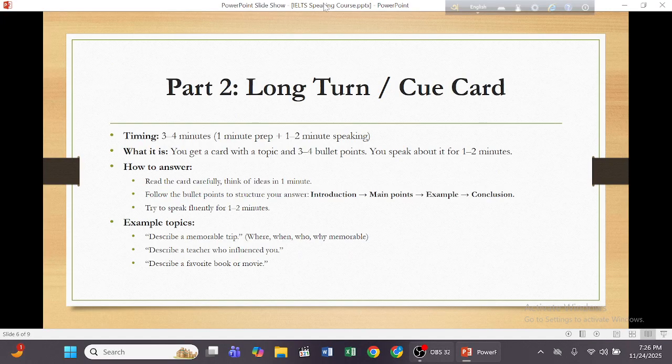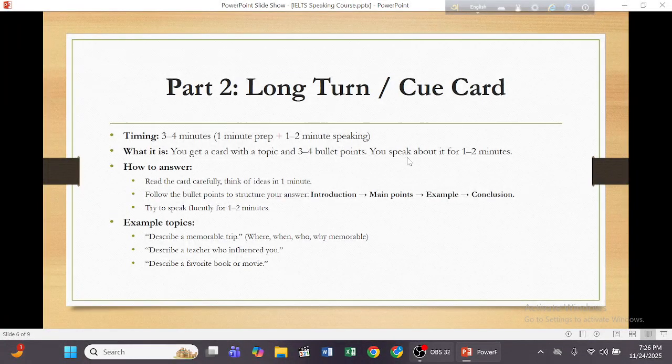Okay, for the next slide we can see it's a cue card. Normally, it takes 3 to 4 minutes, not more than 4 minutes, because you get 1 minute of preparation. Here you are given only 1 minute for taking some notes. You are also given a pencil and paper. Then you are given 1 to 2 minutes to speak. So you get a cue card with a topic and then 3 to 4 bullet points.